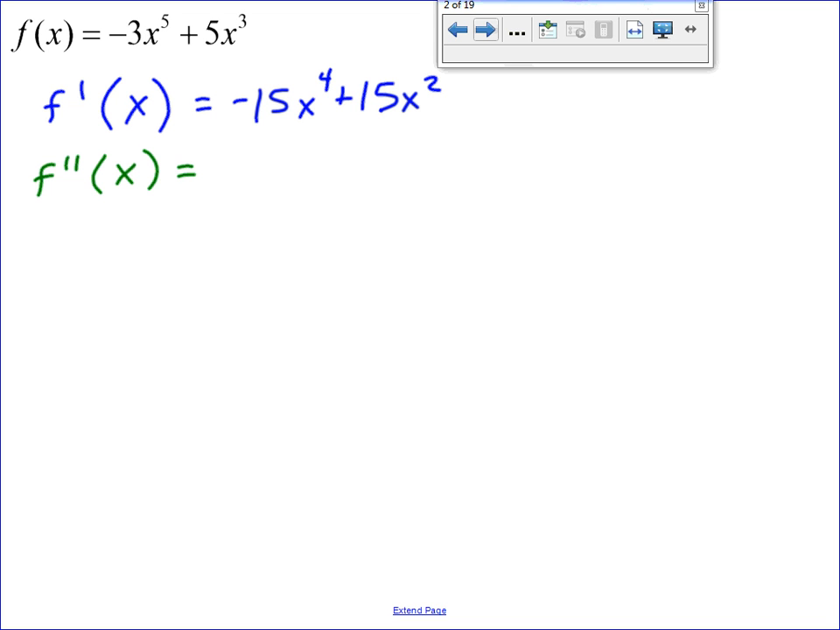My bad. Negative 60x to the third plus 30x. Plus 30x. Awesome. Thank you, Emily and Tyler. Got your back. For reals, y'all.